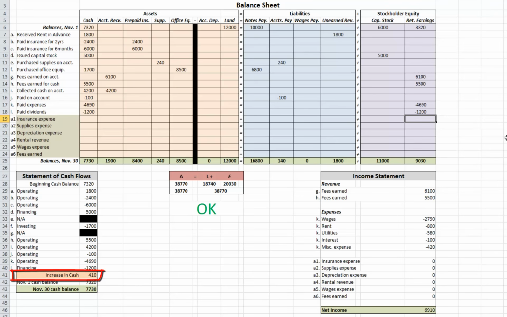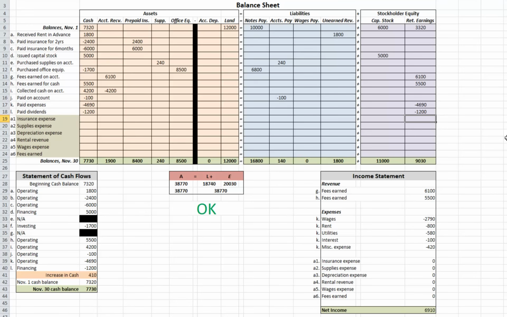So we add that to our beginning balance, and we end up with $7,730, which is another check that's built into our integrated financial statement. So that cash balance under cash flows should be the same as the cash balance under assets, because those are the same thing. So that's another way we can check to make sure we're doing everything properly.